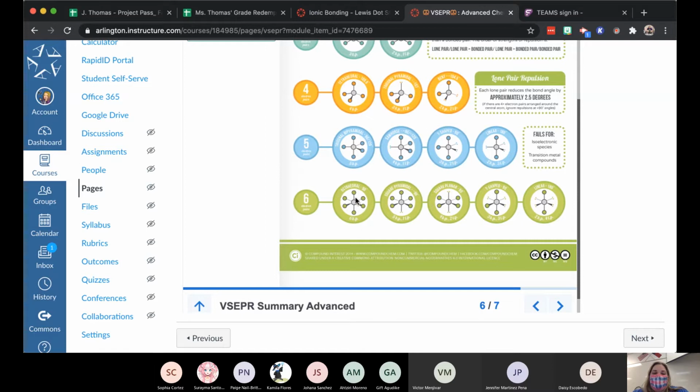So the first one's octahedral. Then we have square pyramidal and square planar, because this one's a flat square, just like trigonal planar was a flat triangle. If I connect all 4 of these outer atoms, it's going to make a square.